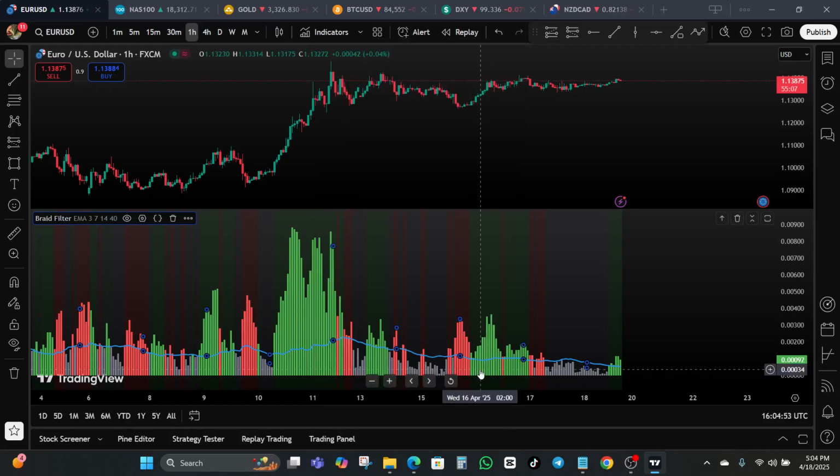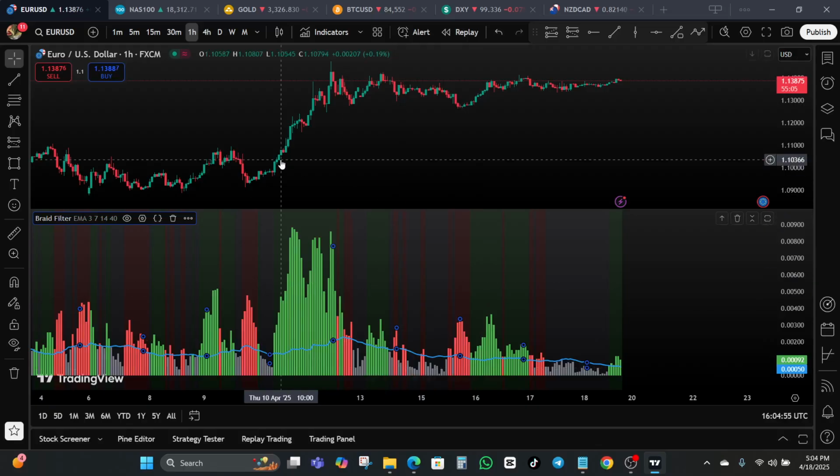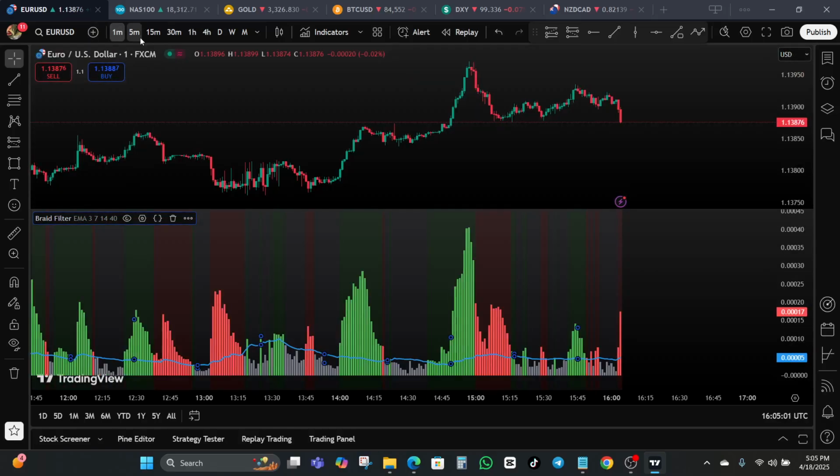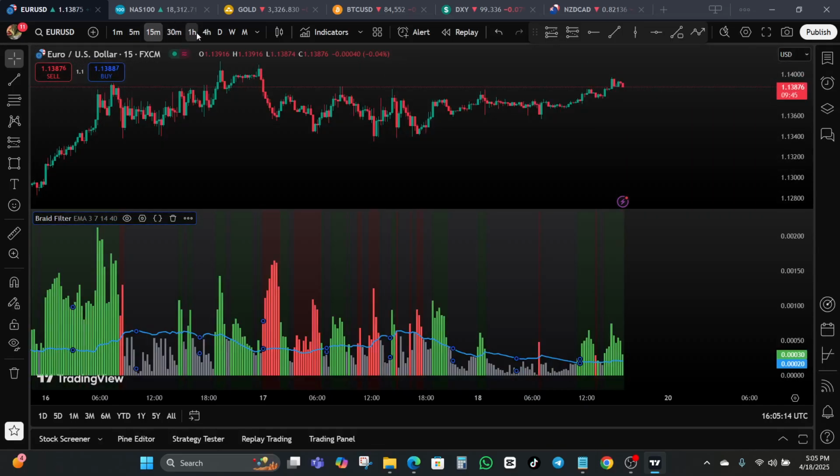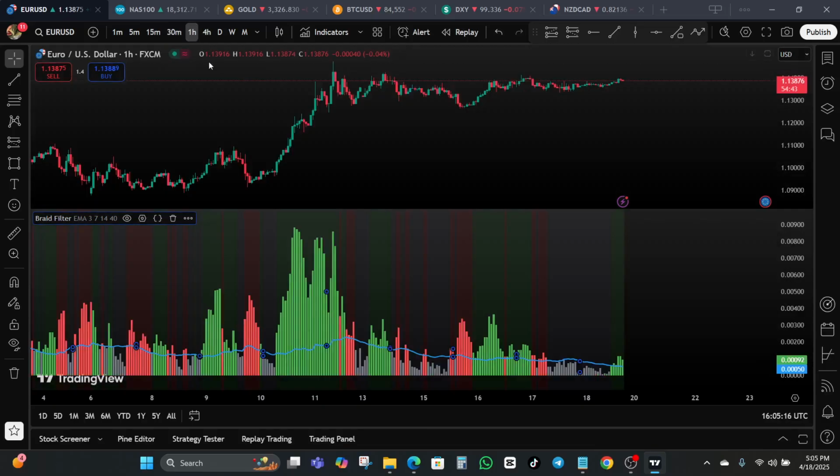Now, concerning time frame, use lower time frames like the 1 minute or 5 minute chart if you are a scalper. Then for longer time frames, you can use the 15 minute or the 1 hour chart for swing trades. So if you're a swing trader, you might want to focus on the 15 minute or the 1 hour chart.